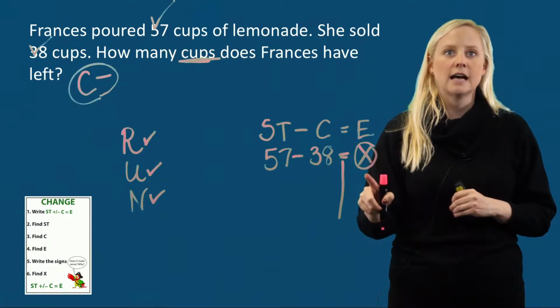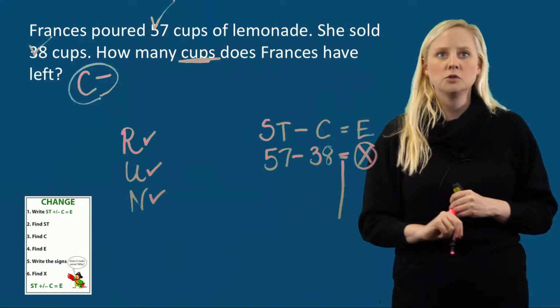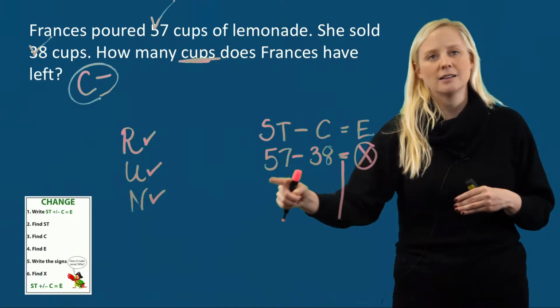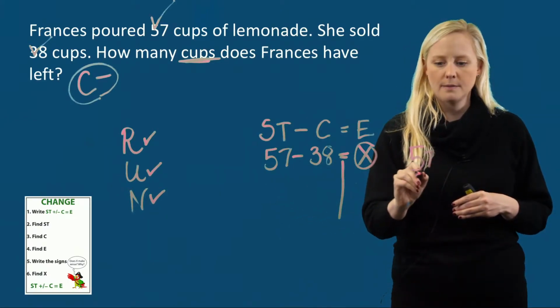I see that X is isolated. X is alone on this side of the equal sign, so I can just subtract these two numbers. It's really difficult for students to subtract horizontally, so I'm going to rewrite my problem up and down.